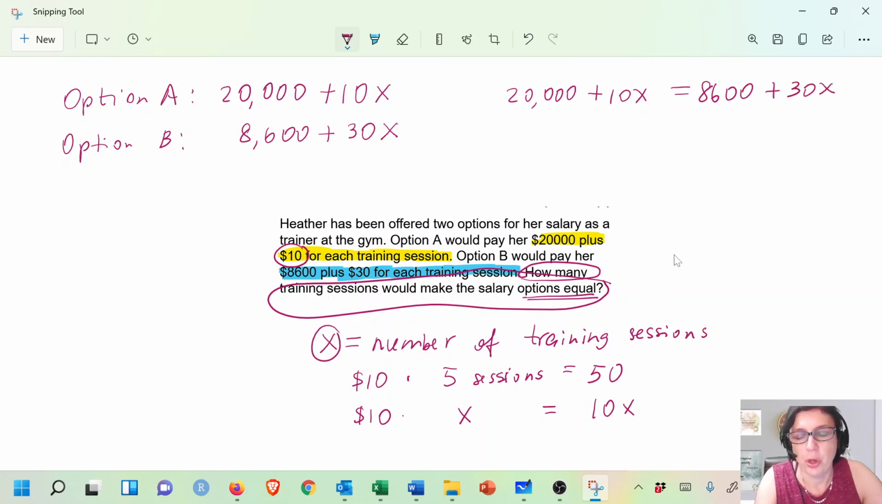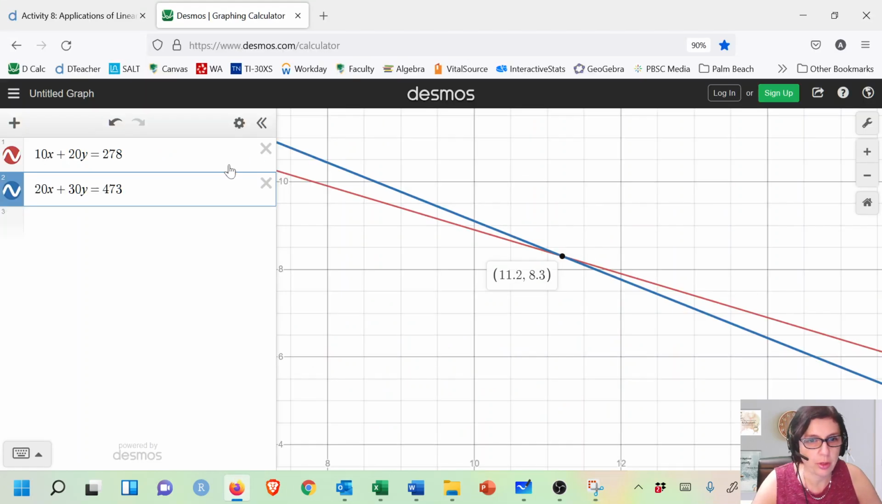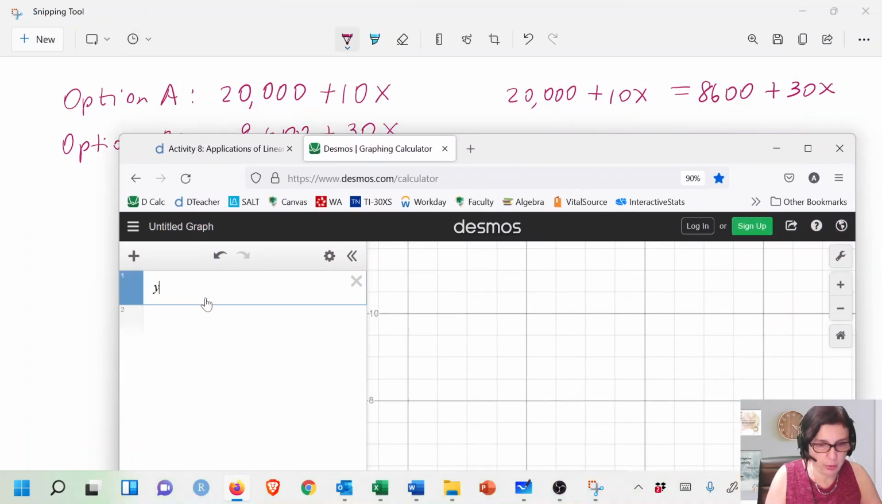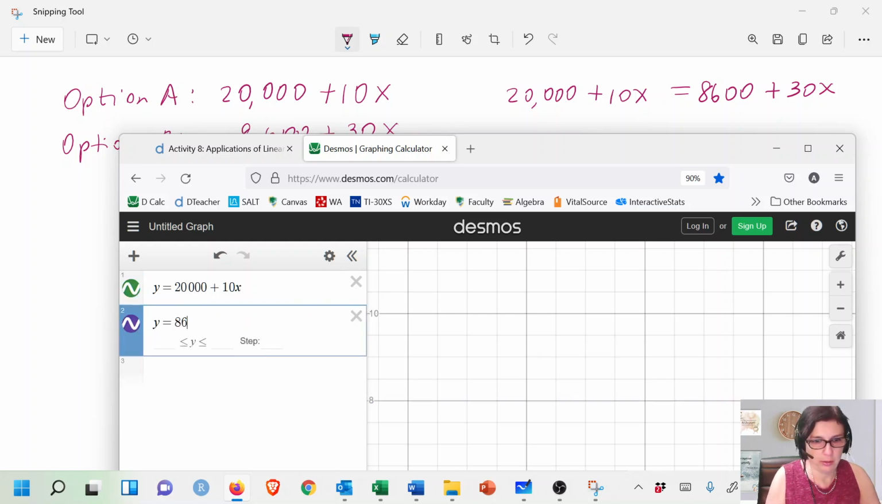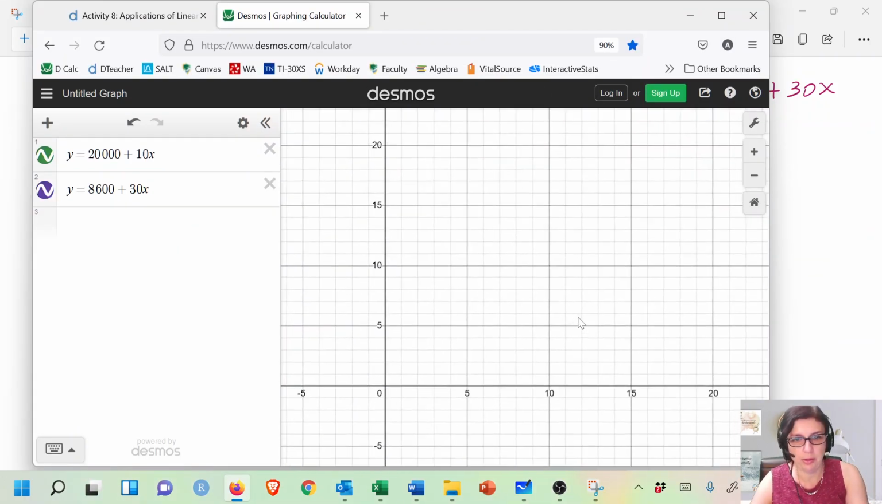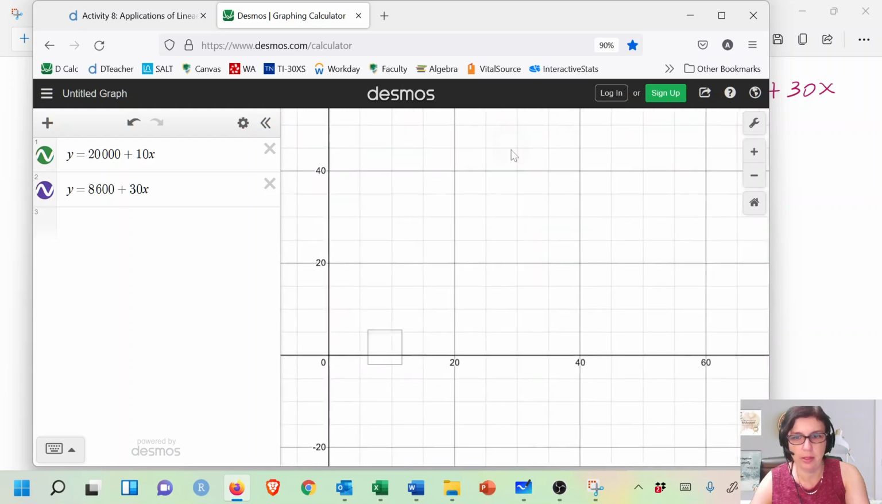So how would you solve this? You can try to solve it using Desmos. It's going to be kind of hard though. I guess I can try to show it to you. What you'd have to do is make each one equal to y, with y being your total salary. Then once you type them, you have to figure out where these intersect. So you have to zoom on them, right?